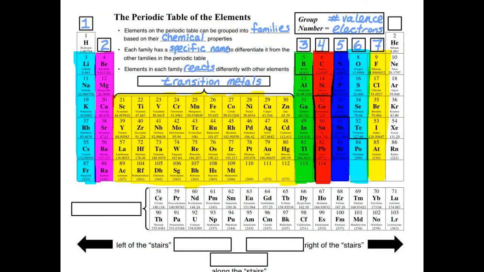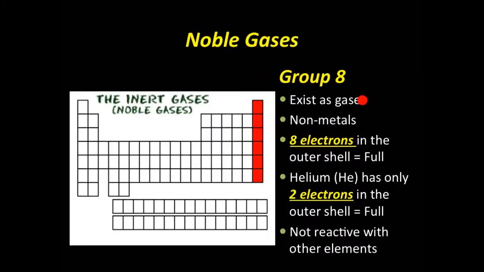And our last group in the main part of the table at the top, Group 8. These guys have a very common name as well, the noble gases. They exist as gases, as their name suggests. They are all nonmetals, and they all have 8 electrons in their outer shell.